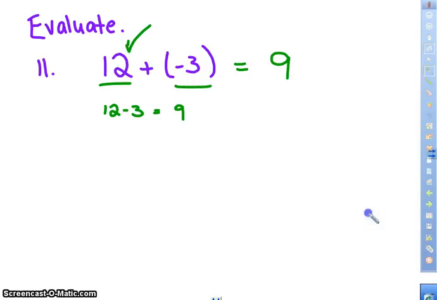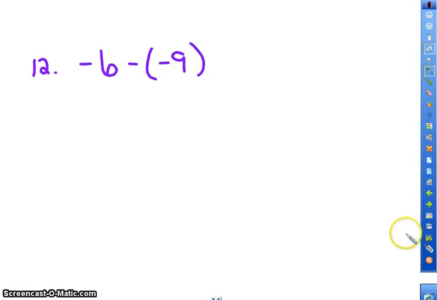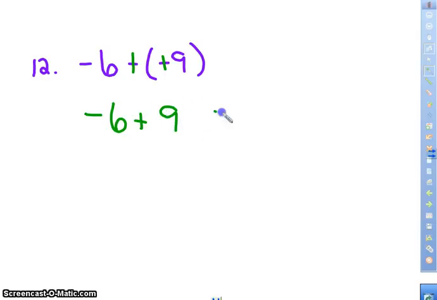Okay, so different signs you subtract and take the sign of the larger, the number that's furthest from 0. If they are the same sign, you add. So no subtraction, you add, and then keep that sign. Negative 6 minus a negative 9. Now for subtraction, you change it to adding the opposite, or what we call add a line and change the sign. Okay, so this will become negative 6 plus a positive 9.